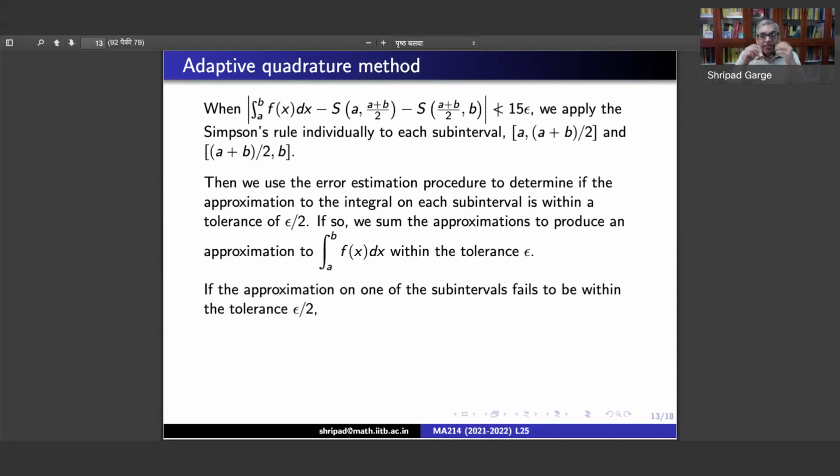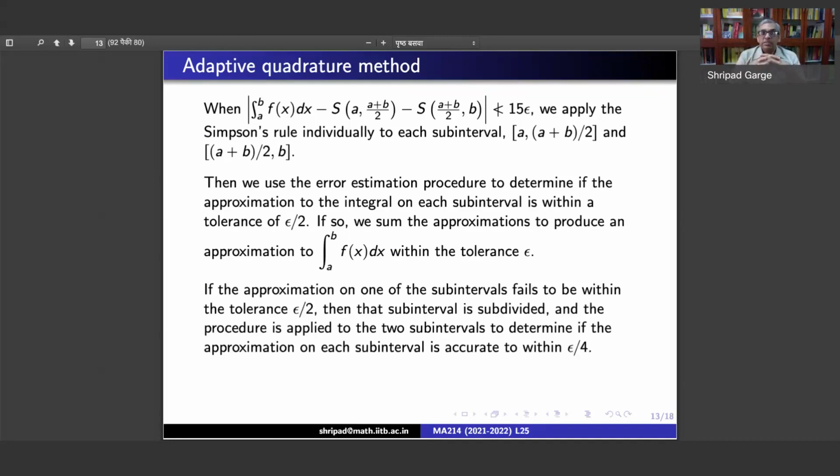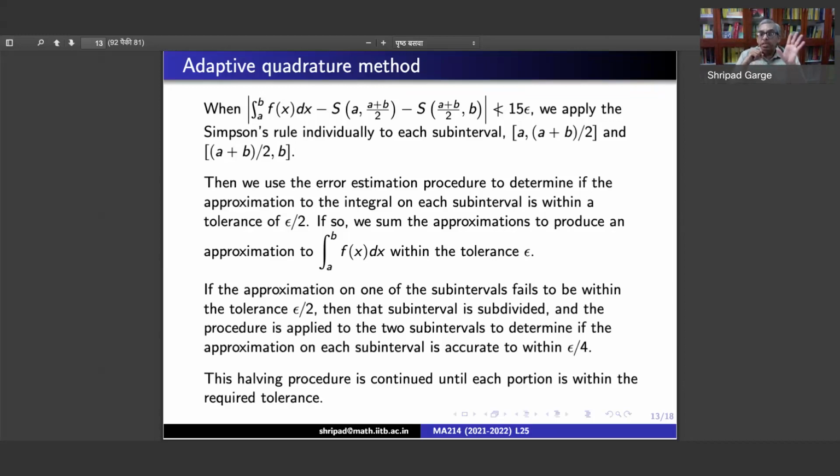And if one of them again fails to have the range that we have required, then you again divide it into two parts and once again apply the procedure to the subintervals. And now here you will ask whether the integration has the tolerance range on those subintervals to be less than epsilon by 4, and we continue this way. So this halving procedure is continued until each portion is within the required tolerance.